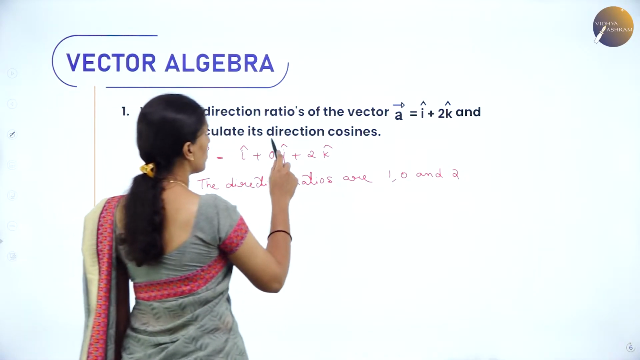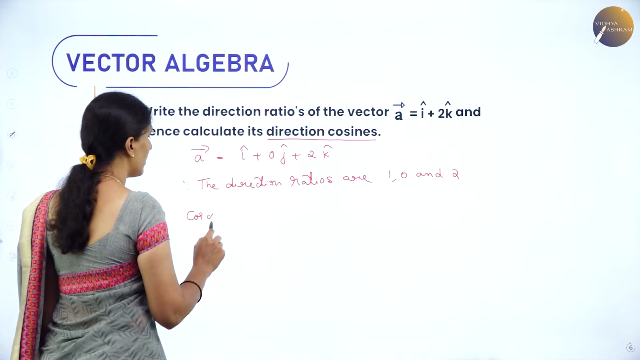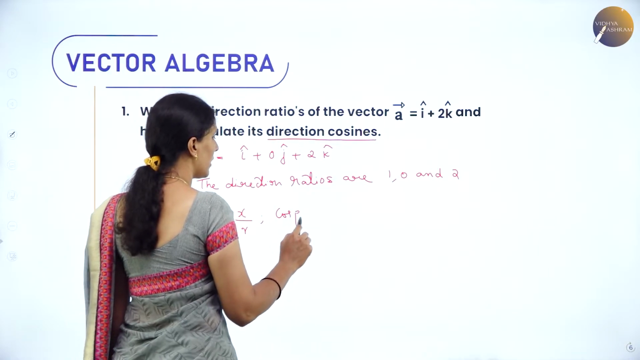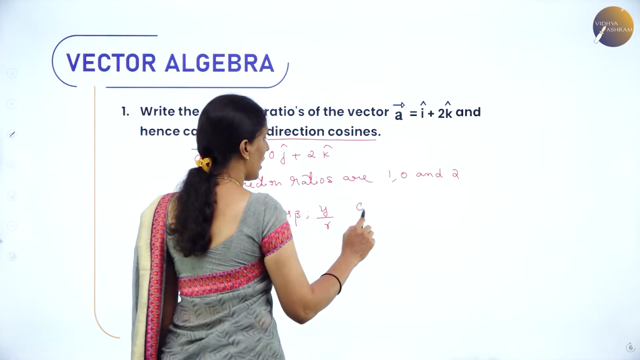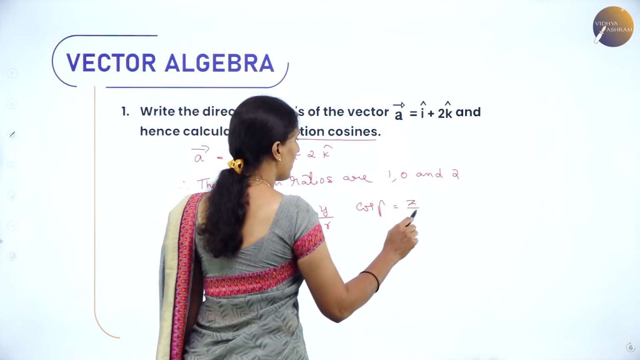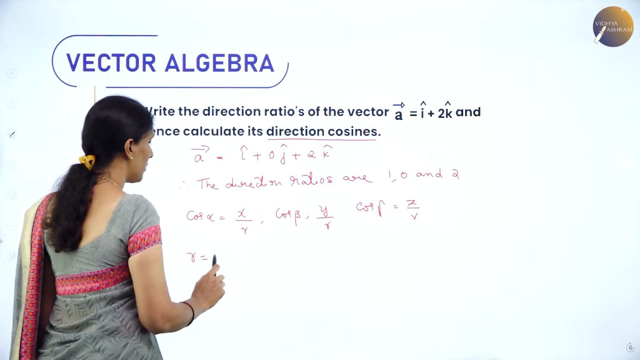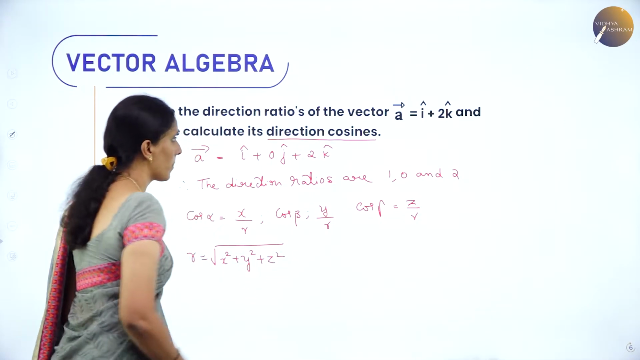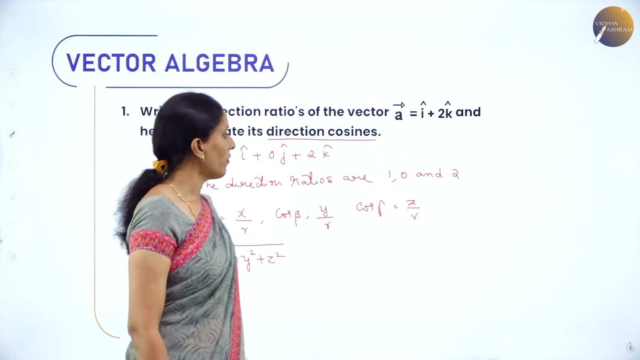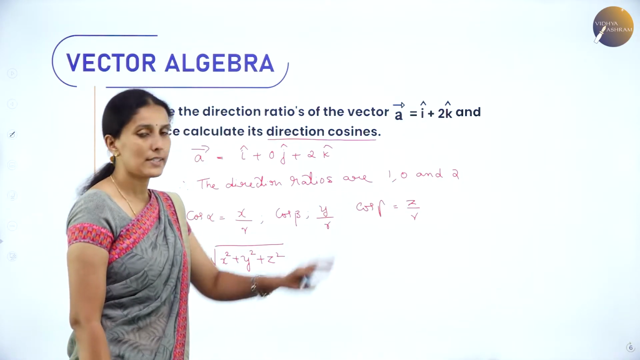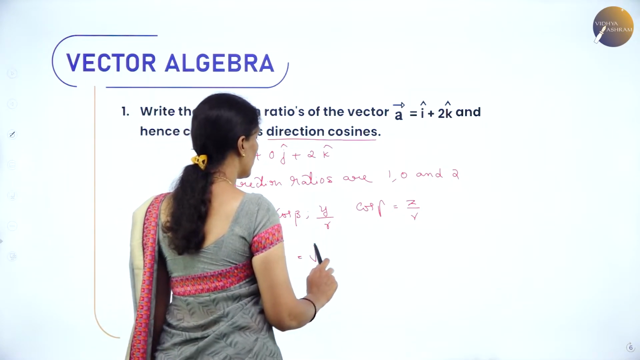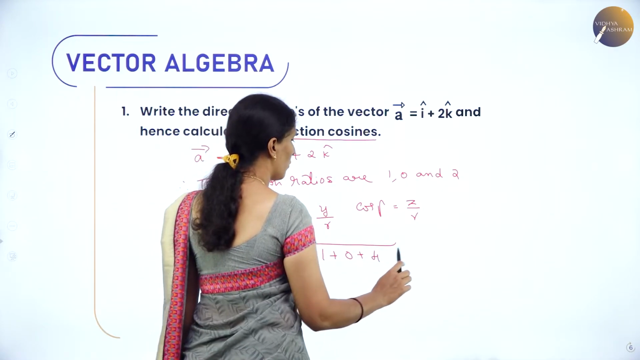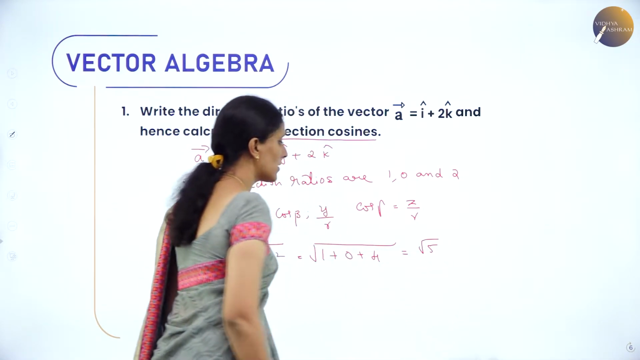Now coming to direction cosines, we know that cos alpha is always x by r, cos beta is y by r and cos gamma is z by r, where r is equal to square root of x square plus y square plus z square. So here in the place of x, y, z, we have 1, 0 and 2. To calculate this, 1 square is 1, plus 0 square is 0, plus 2 square is 4. So therefore, the magnitude of the vector is root 5.